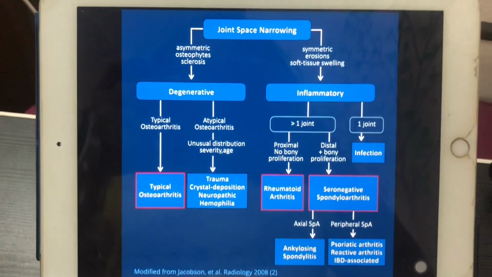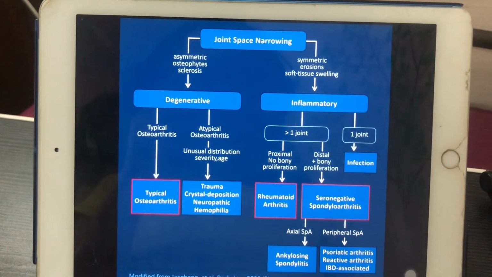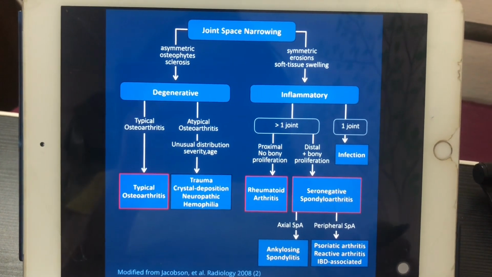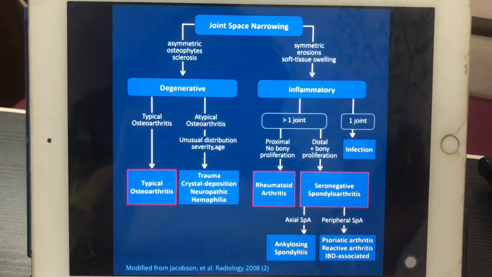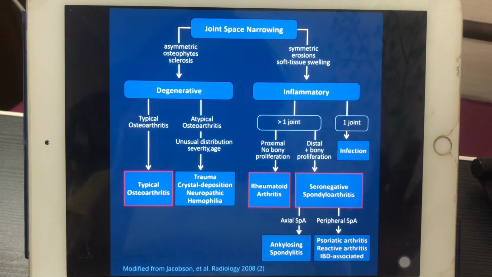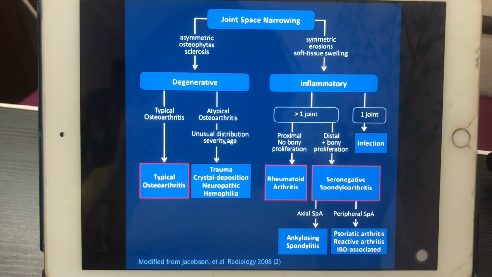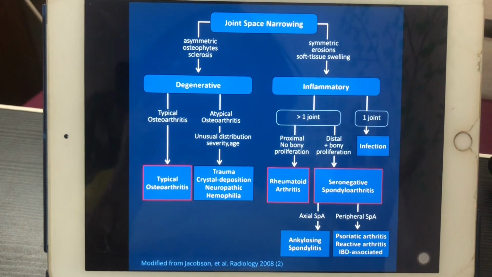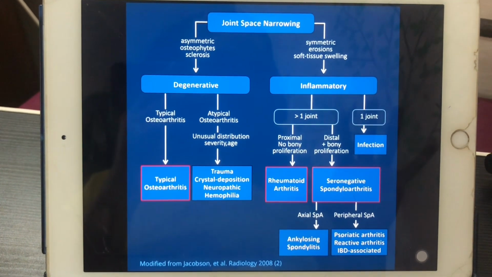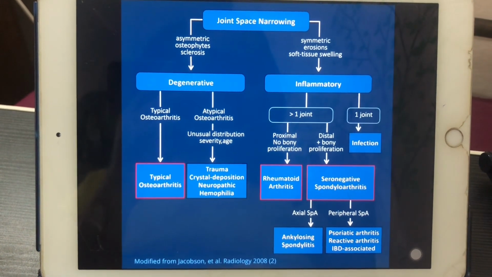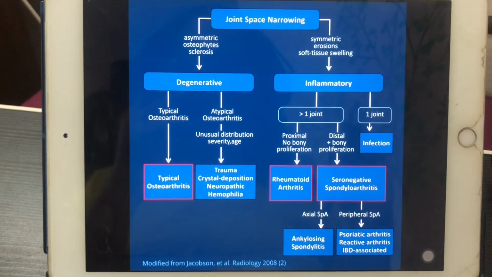Hello. So today we're going to be discussing different types of arthritis. Now before we dive into each specific type, it's wise to talk about a systematic approach to joint space narrowing, which is the most common and consistent finding that we'll be seeing in radiographs of patients who are being investigated for any arthritic problem, right?